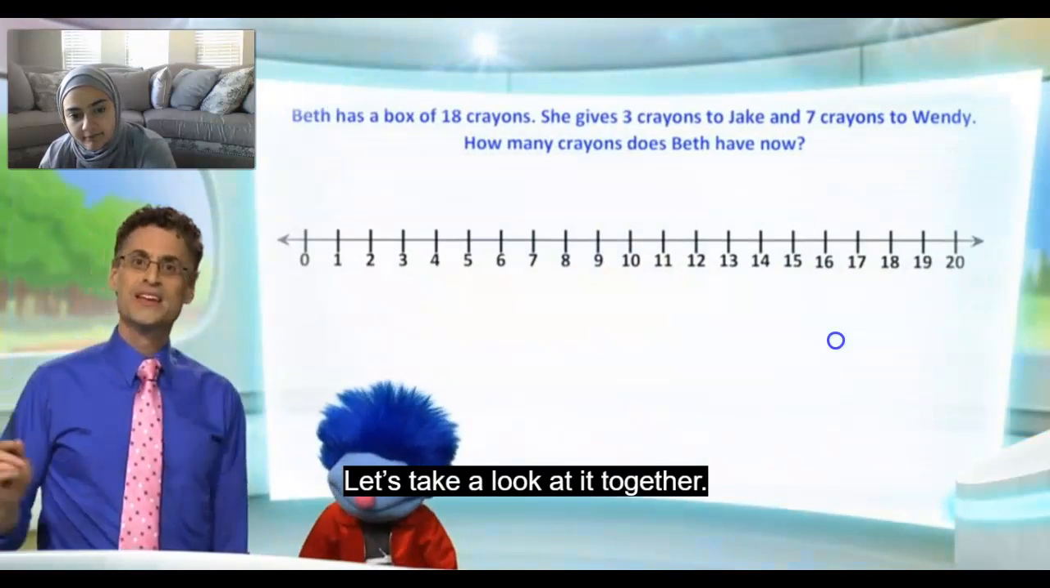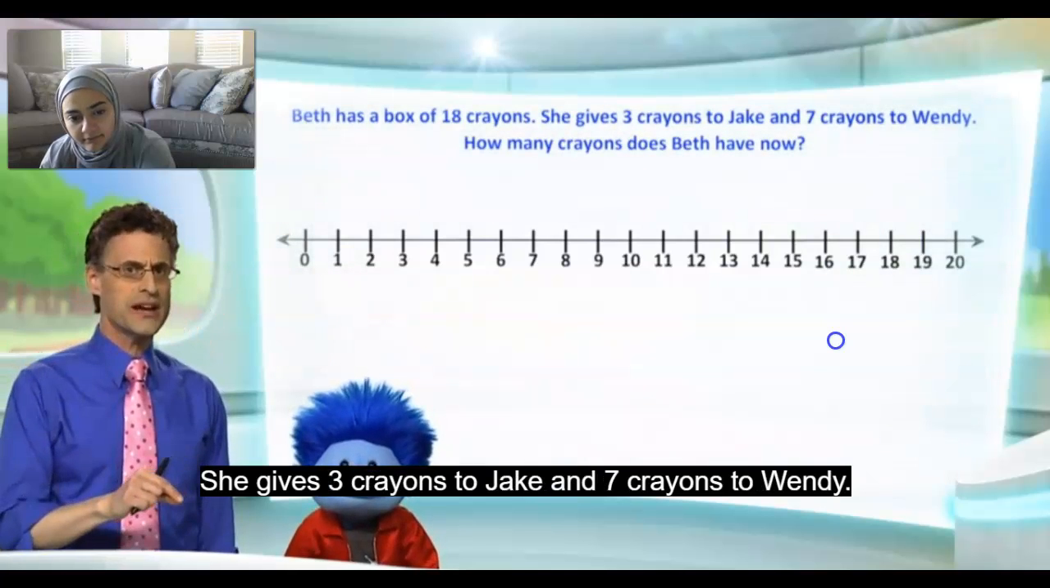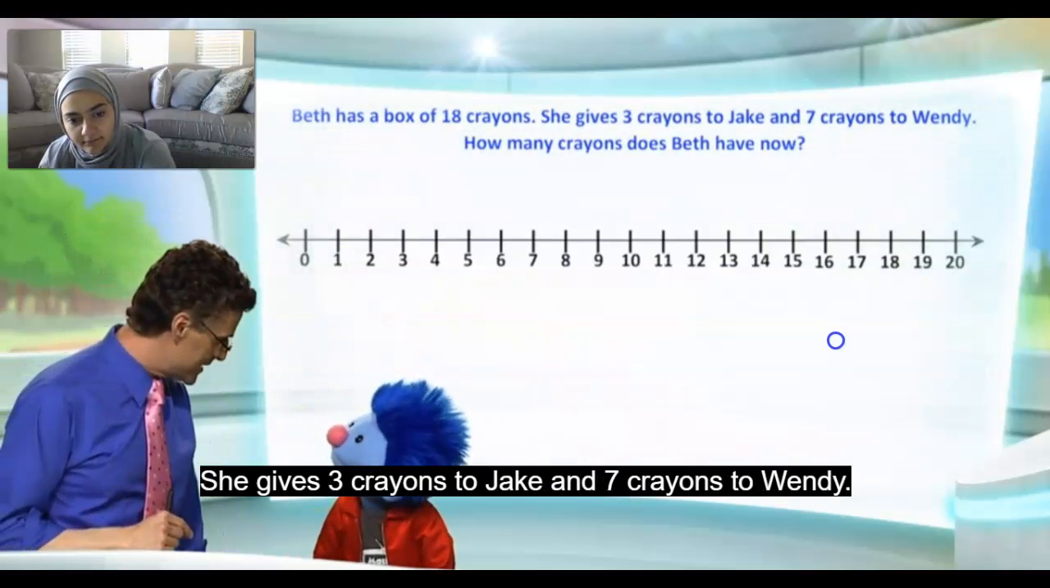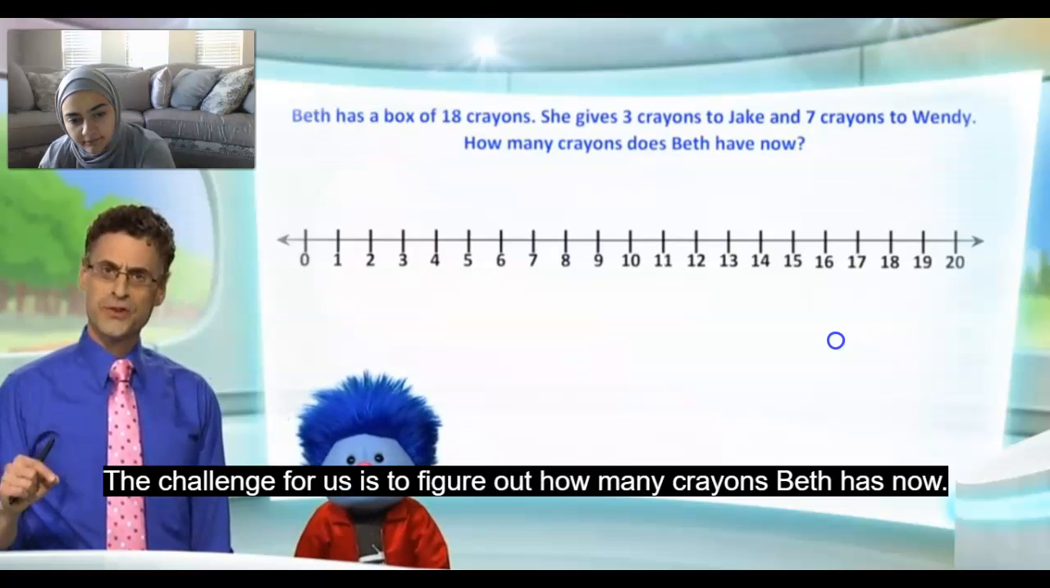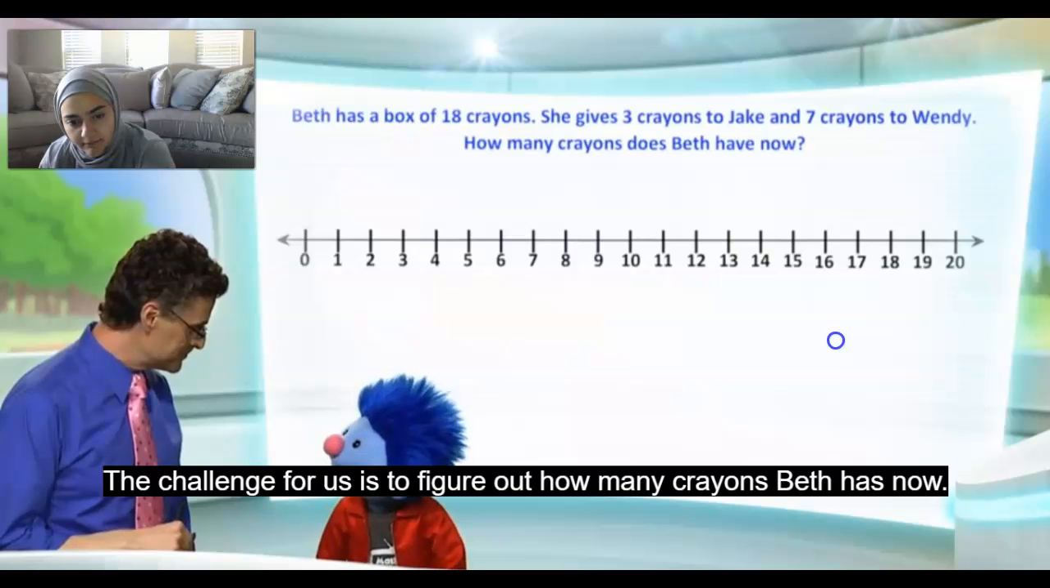Let's take a look at it together. So Beth has a box of 18 crayons. She gives 3 crayons to Jake and 7 crayons to Wendy. Great. The challenge for us is to figure out how many crayons Beth has now.